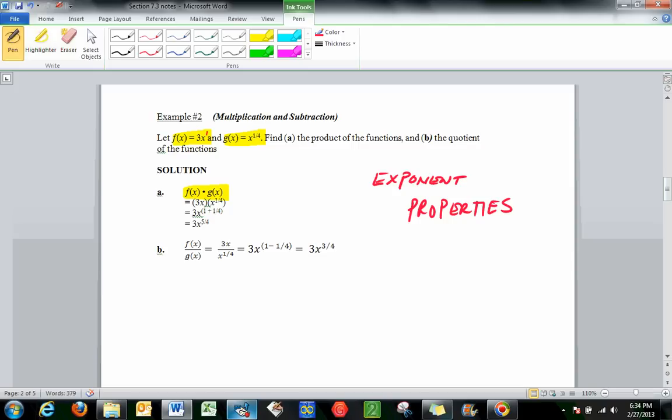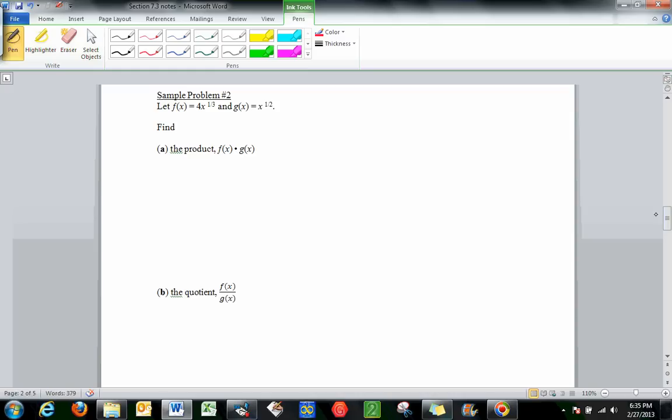Now, on this part B, we're going to end up dividing the two functions, and so in this case, since there's an understood 1 in front of this, that's 3 divided by 1, which is 3. And then the x values, we have to subtract the exponents, and again, understood 1 with that x, so it's 1 minus 1/4. And again, you could use your calculator to come up with that exponent, so 3x to the 3/4 power. So let's take a look at a couple examples, or work a couple samples on your own.